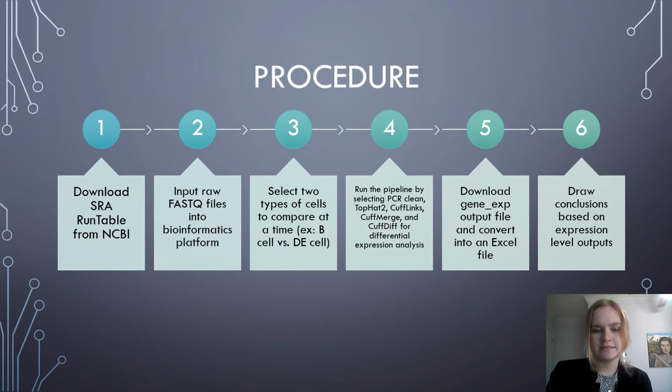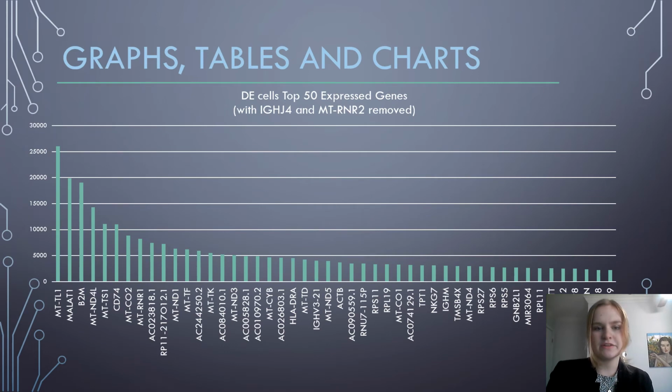Specifically, I chose the TopHat, Cuffmerge, Cuffdiff pipeline for differential gene expression analysis because it output a normalized expression count, which would be better indicative of the expression of the set as a whole since I only used 3 samples. And then I downloaded the gene expression output files and drew conclusions based on these outputs. So here's an example of some of the graphs that I made.